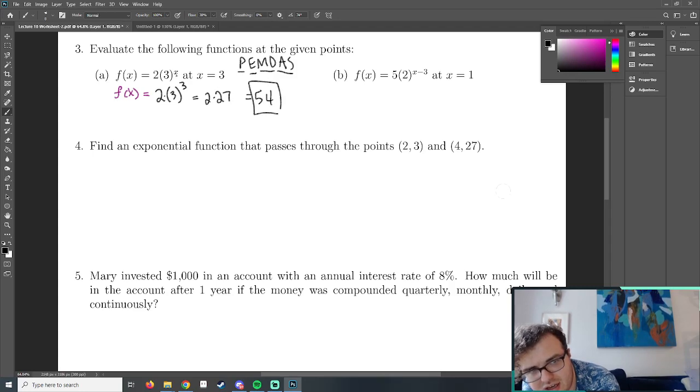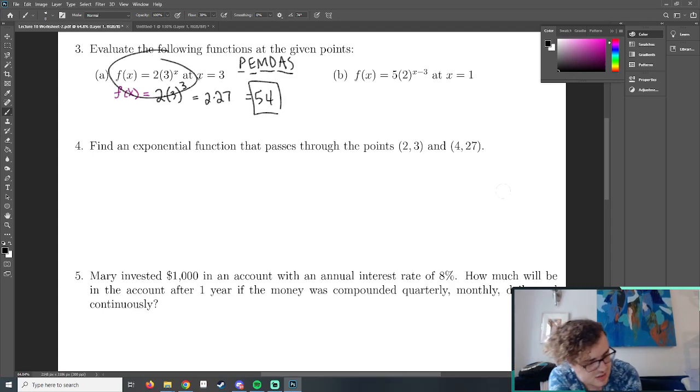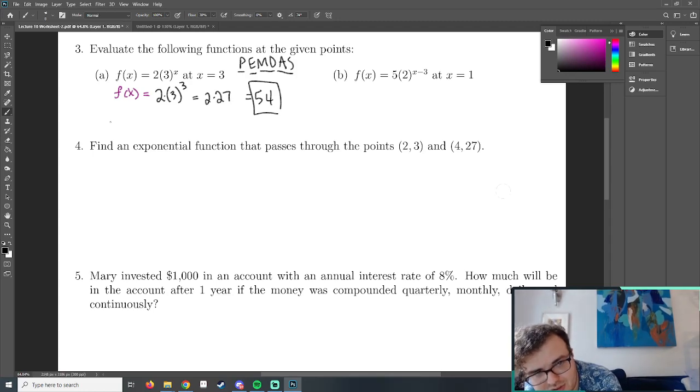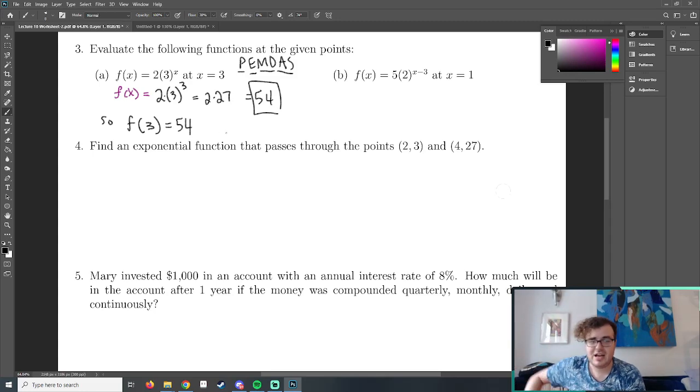So we would know that on the graph of this function, we would have the point. First of all, we could say f of 3 equals 54, which means that on the graph of f of x here, we would have the point 3 comma 54.